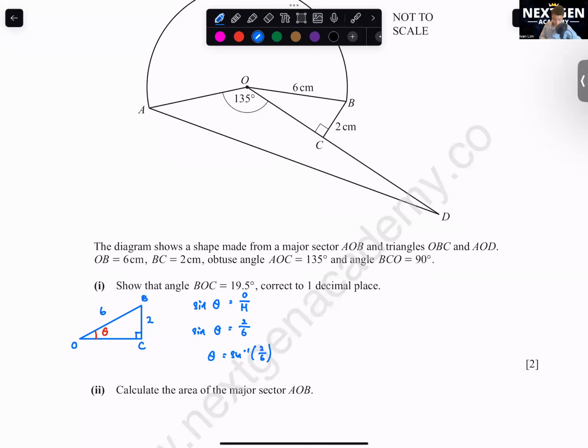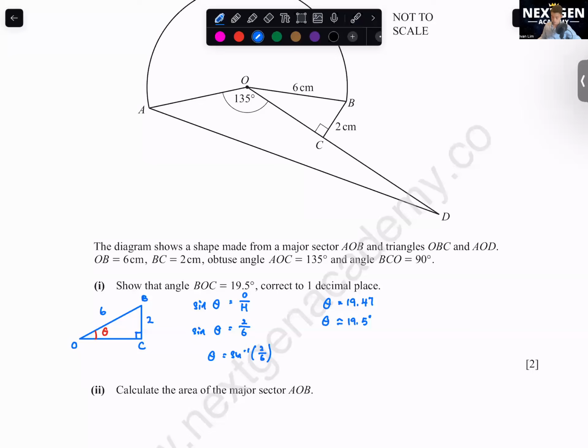Okay, calculate this into your calculator. Shift sine 2 over 6. You get 19.47. Okay, normally what I would do, as mentioned to you all previously, when they say correct to 1 dp, you write an answer that is more than 1 dp first, maybe 2 dp. Then after that, only you just rewrite it like that. Okay, theta equals 19.5 degrees.